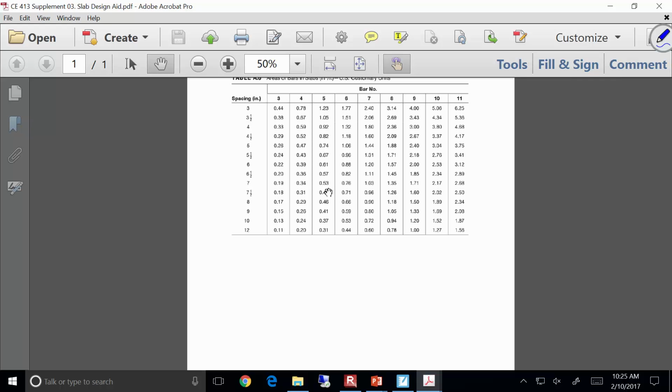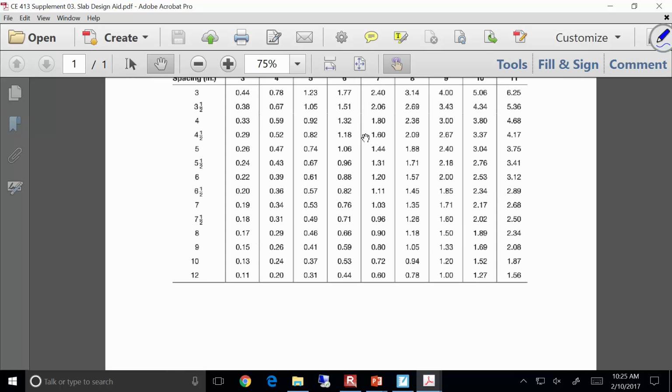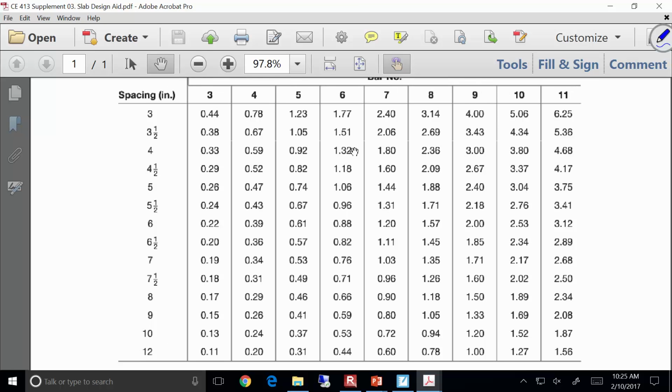So the idea is this. We have bar numbers spaced at given increments. So, for instance, if you have a number 9 bar, what's the area of a number 9 bar? 1 square inch. So if I have number 9 bars spaced at 12 inches, see this, number 9, 12 inches, that is 1 square inch per foot. Make sense? What if I had number 9 bars at 6 inches? That would be 2 square inches per foot, right?